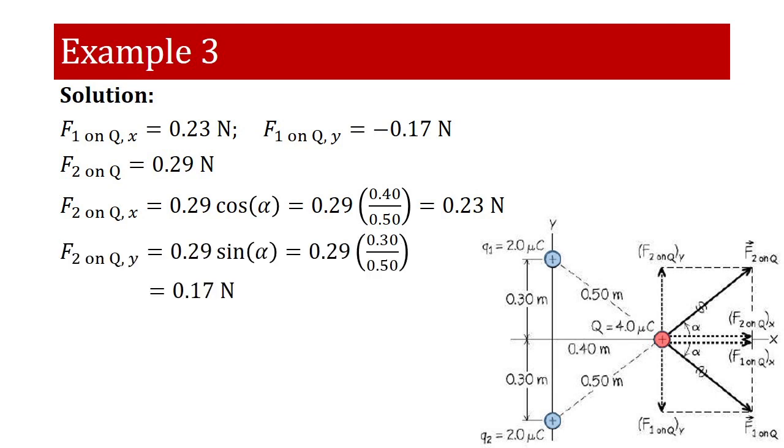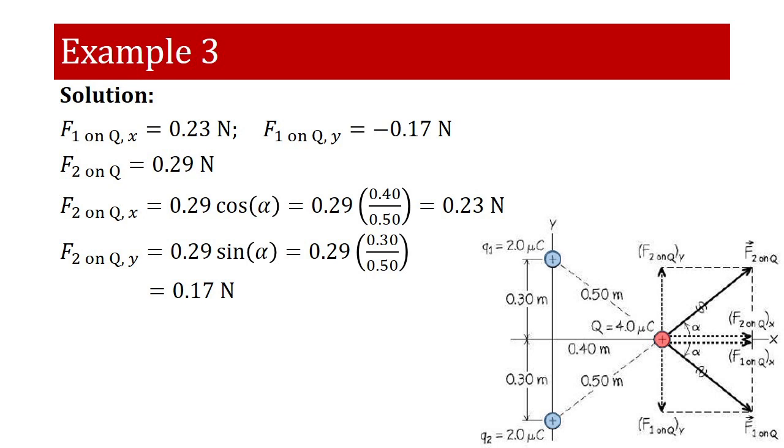And for the y component, you will again use the sine function, opposite side over hypotenuse. Opposite is 0.3, while hypotenuse is 0.5. You multiply it by 0.29. You will get 0.17 newtons. This time, it is positive. Why? Because the two charges are positive, they will repel each other. And so, the charge Q will go somehow upwards. And this upward component of its force makes it positive.